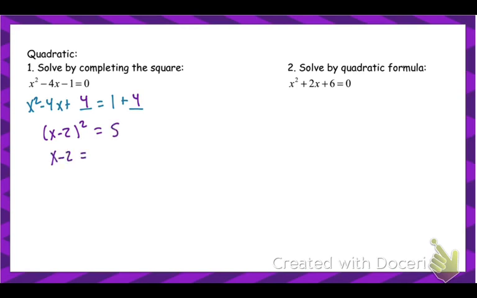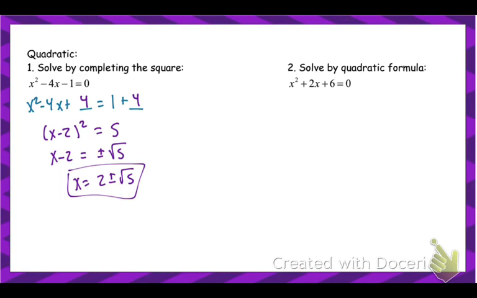So x minus 2 is going to equal plus or minus the square root of 5. So x is going to equal 2 plus or minus root 5. So when a is 1 and b is even, I think completing the square is a lot faster than quadratic formula, because you don't have to worry about all those simplifying steps. All right, but sometimes completing the square, or quadratic formula, you just might like better.